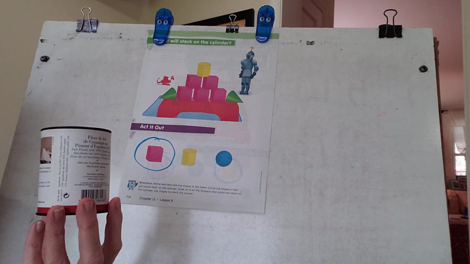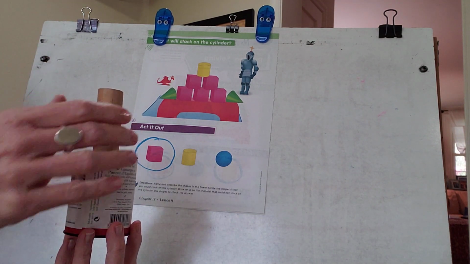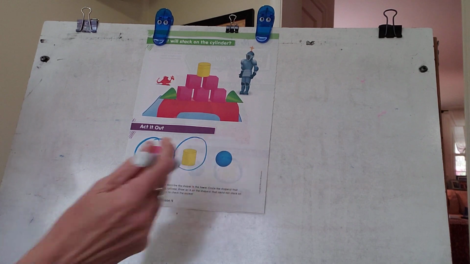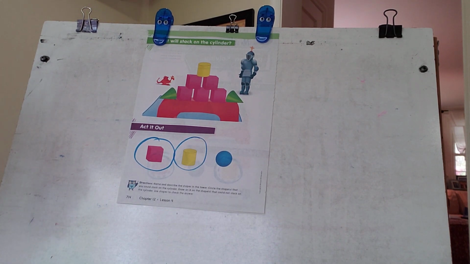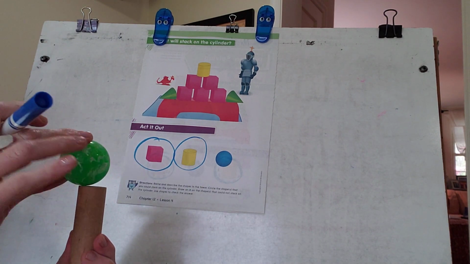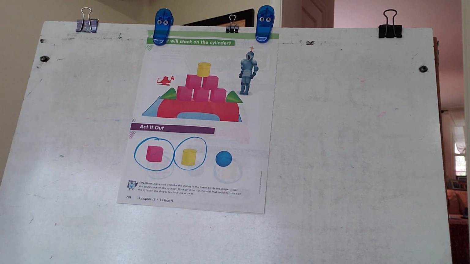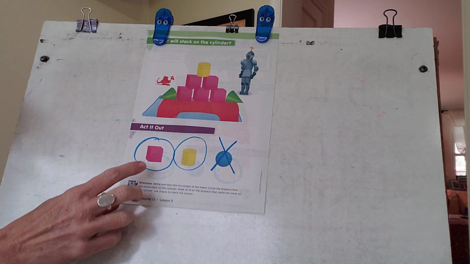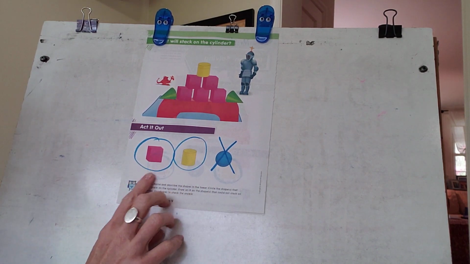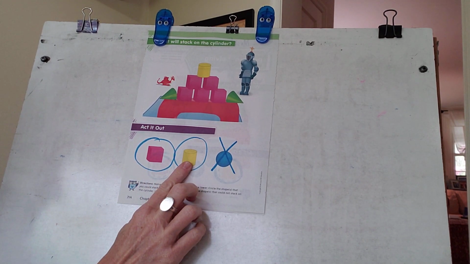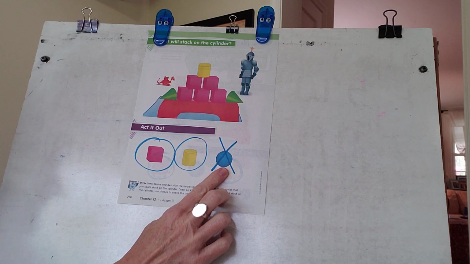Okay, so I have a cylinder. Can I put another cylinder on top of a cylinder? Yes, I can. All right, so I can circle that. Now, if I take my cylinder, okay, now this is definitely going to roll away on me, I think. Can I stack a sphere on top of my cylinder? No, I cannot. As you can see, it just rolled away from me. So I'm going to put an X on top of that, okay? All right, so the two shapes that I could stack on top of that cylinder were the cube and the cylinder. The one that could not was the sphere.